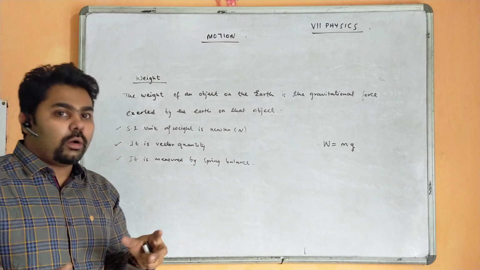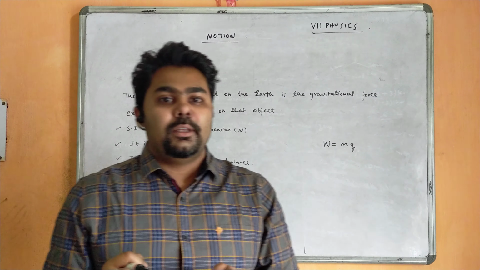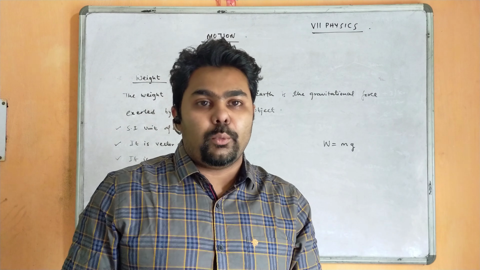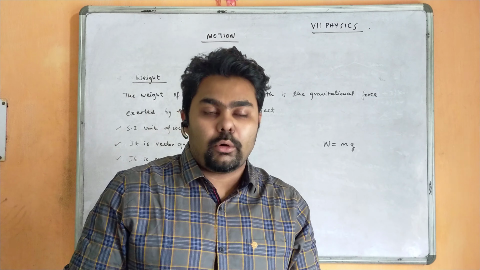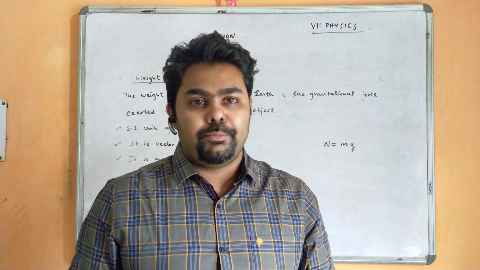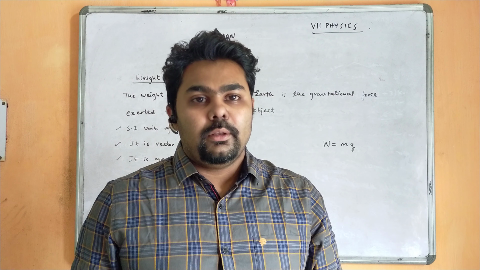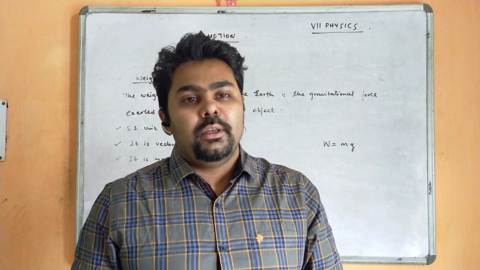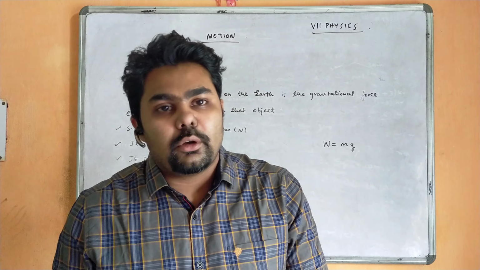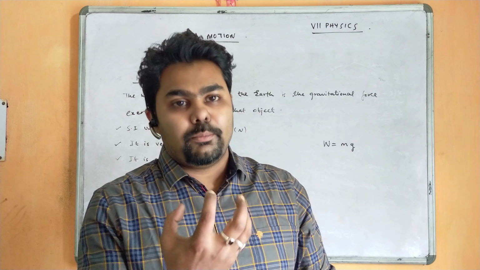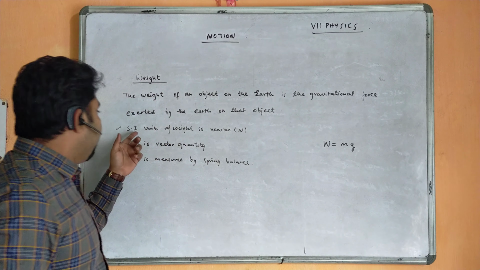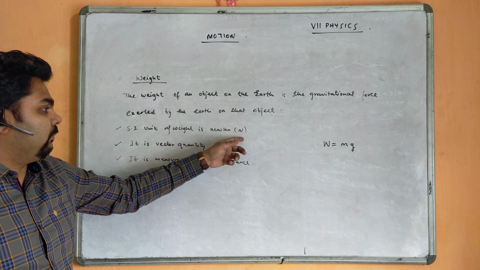So how much force the earth is exerting on us, that is the weight of our body. Like if I say the weight of a body is 40 kg, that means our mass is attracted towards the earth, that is, the earth is pulling this 40 kg towards it. So here we say the SI unit of weight is Newton.